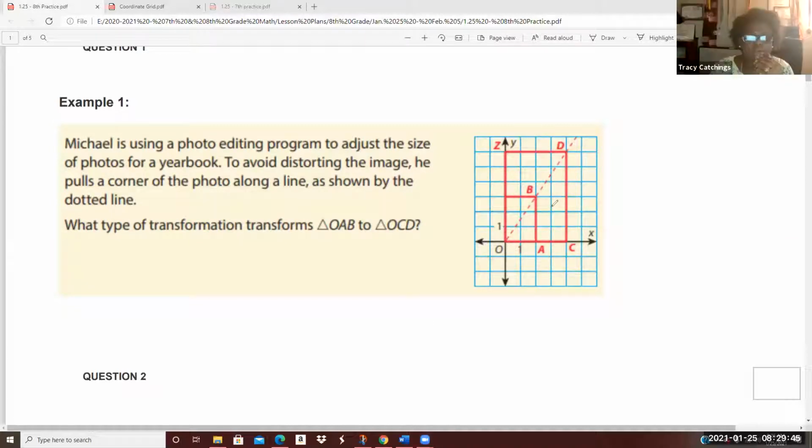All right, now what do you notice happened with that original triangle? It enlarged. It enlarged. So what kind of transformation deals with enlarging? All right, what are the 4 types of transformations?